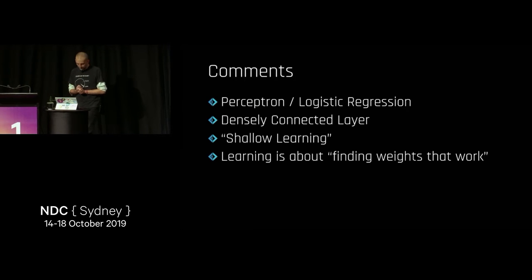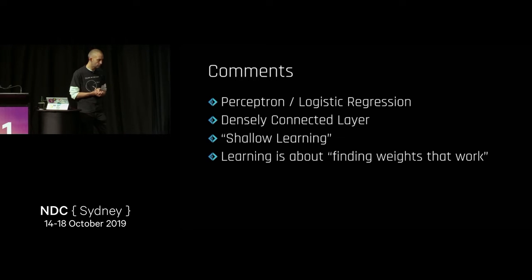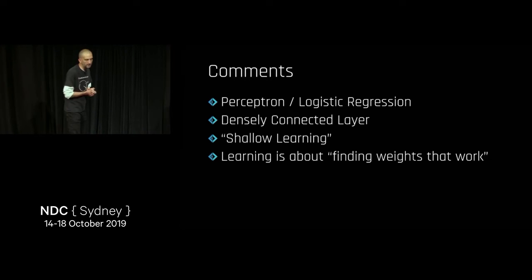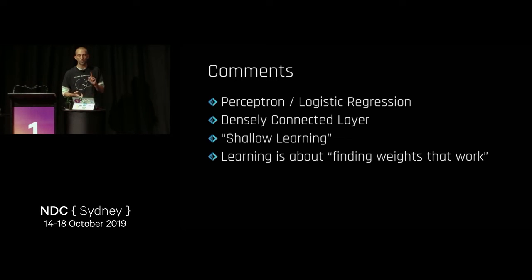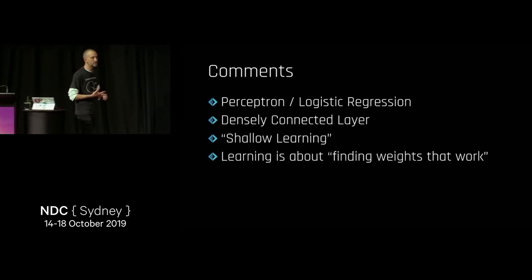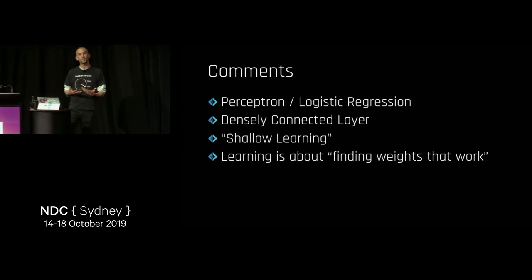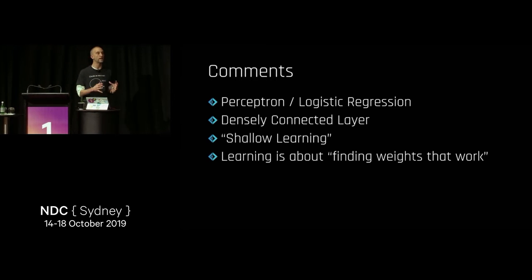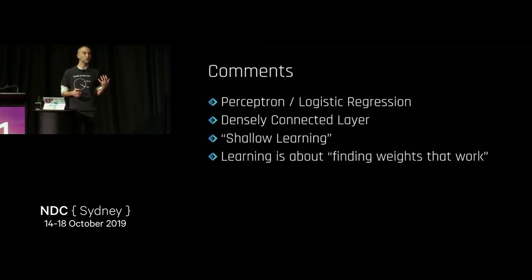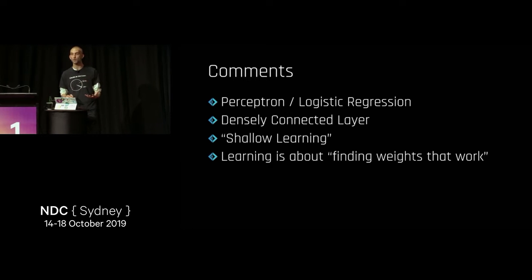Quick comments. That might look simple or primitive, but the model I showed you actually has a name and a famed history. It's what people call a perceptron, or logistic regression, or a densely connected layer. It's the simplest neural network you could build, and its characteristic is that it has only one layer. So what I showed you is a neural network that is a shallow learning model.